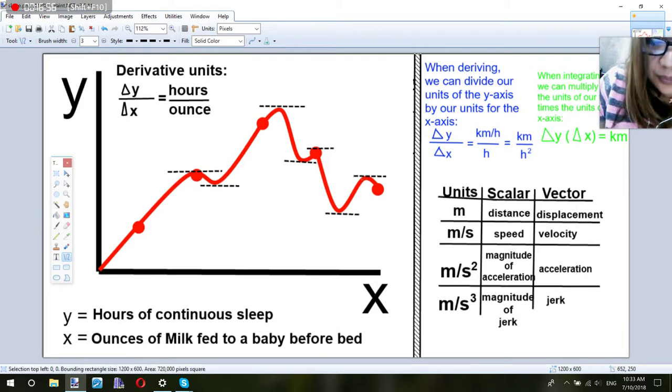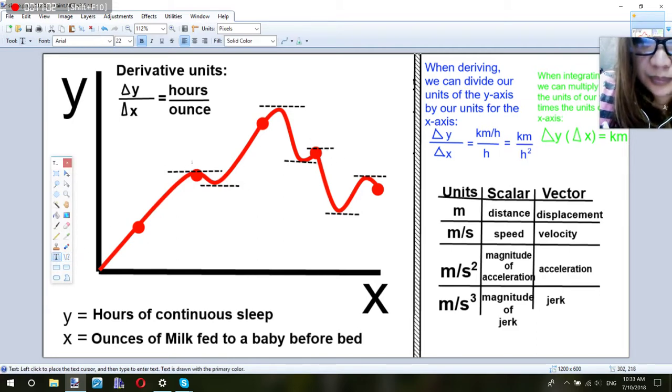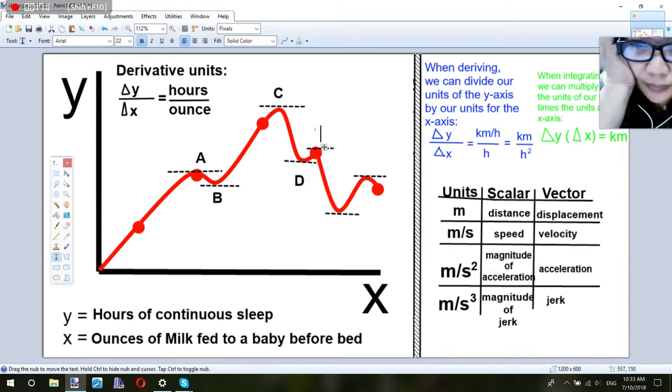And you can see a problem, right? We have a lot of maximums and minimums. I'm going to label these really quick. This is point A, point B, point C, D, E, F. Okay, if I want to maximize the baby's sleep, which one am I actually looking for? Which point?